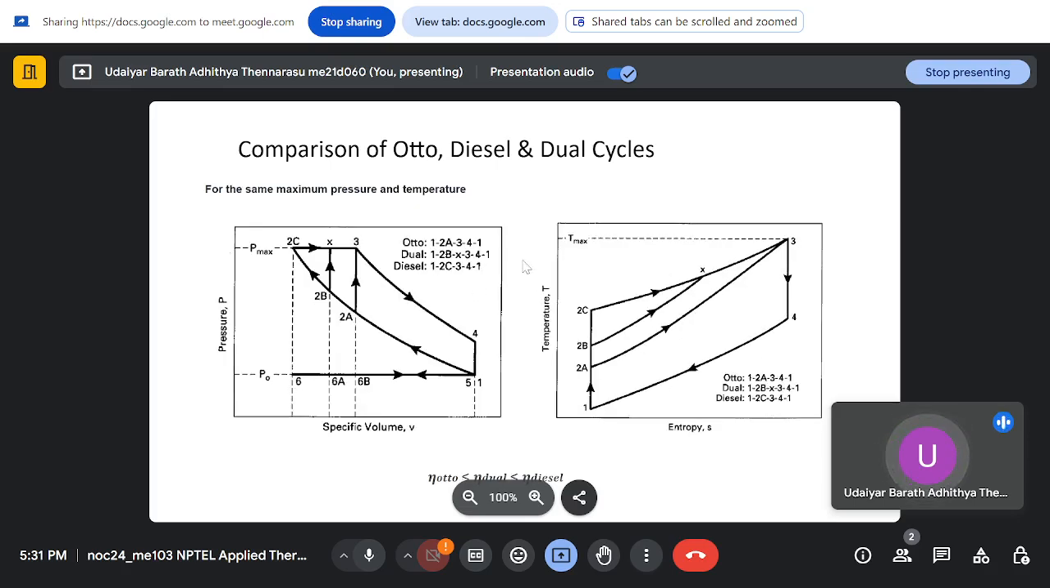But if you are having same maximum pressure and temperature and same heat, different compression ratio and same heat rejection, then this is how the process looks. So in this case your diesel cycle will have more efficiency, then dual, and then last will have the Otto.